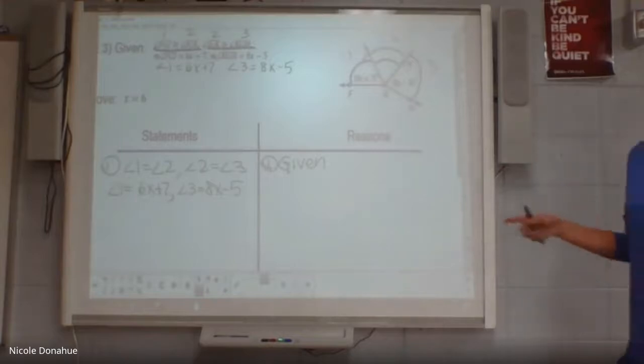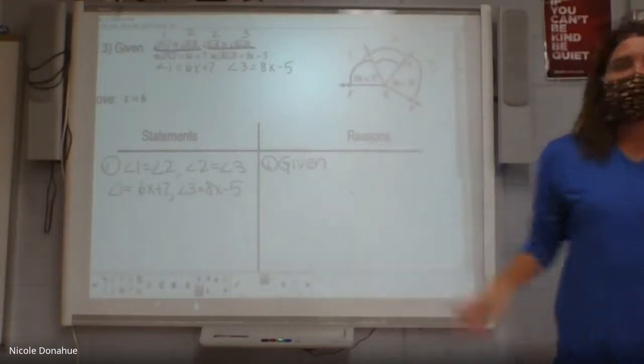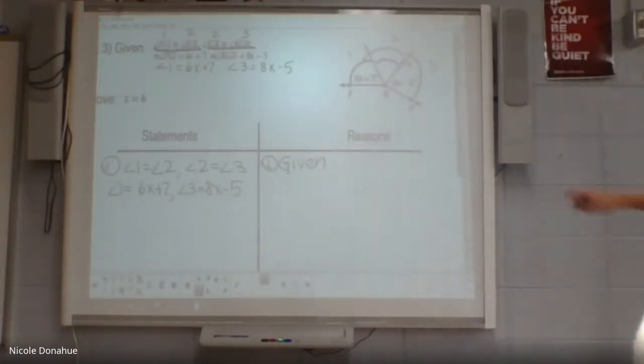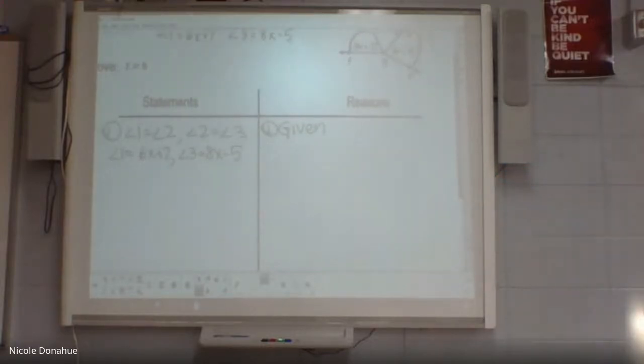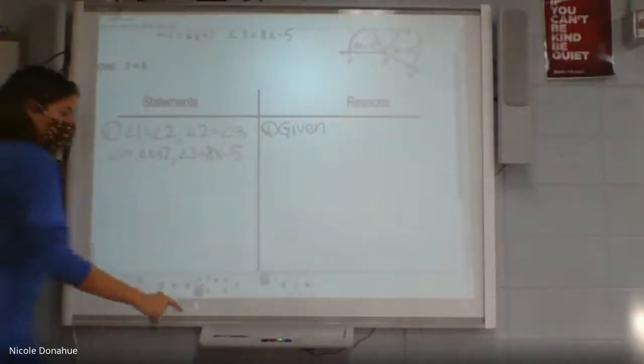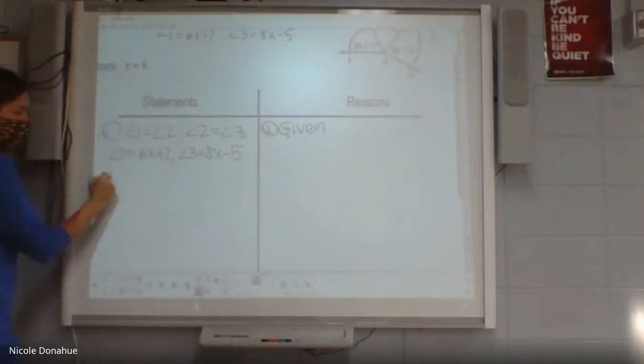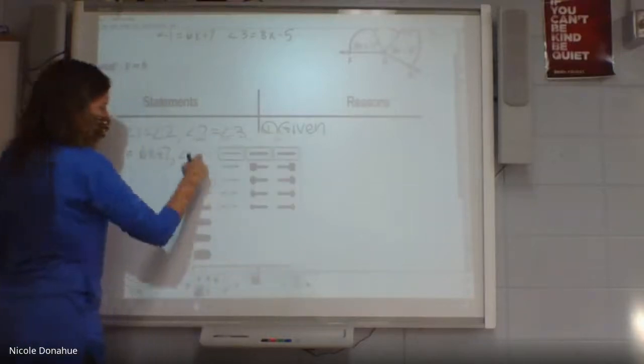Anyone have an idea of something you can conclude based off that given statement now? This is the thing I was trying to say: hold your horses. What can we conclude about that first given statement? Yeah, if 1 equals 2 and 2 equals 3, then we can say that 1 equals 3. That's going to be our step 2.